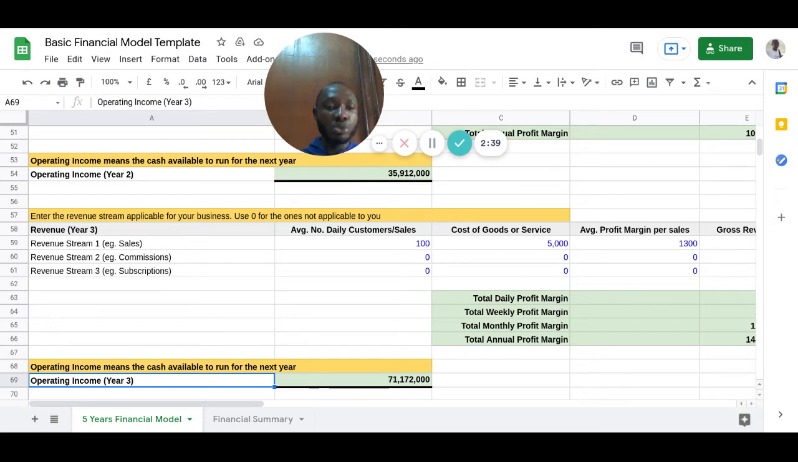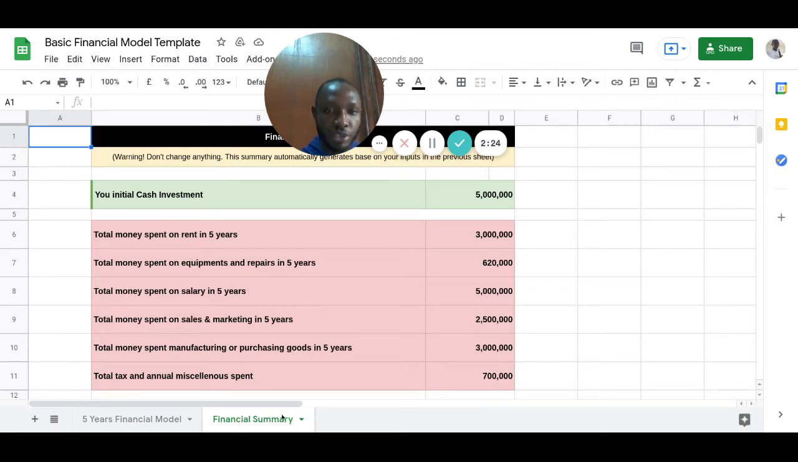Once you repeat this for the number of years you want to, so this is already 5 years, do that for 5 years. If you have other revenue streams like commission, you can also put that so it will sum it for you. Once you finish that, you go to the financial summary.